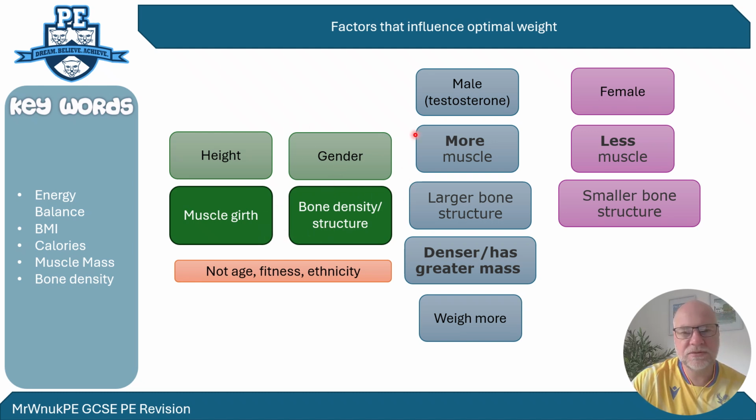Where gender comes into it, there are some questions that will give a comparison of a male and female and ask about optimum body weight for male and female. Now, the easiest route is always to focus on the males because of the impact of testosterone. Due to testosterone, males will have more muscle mass, they'll have a larger bone structure, and they'll have greater density of both those areas. That means they weigh more. Whereas females obviously have less muscle and less bone structure, so will have less density and weigh less. So the optimum body weight of a male will typically be heavier because of these factors.